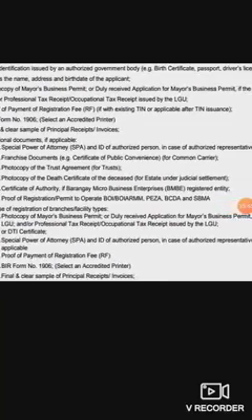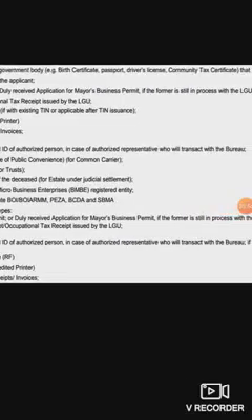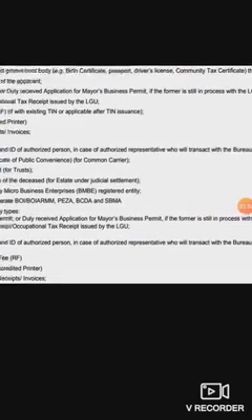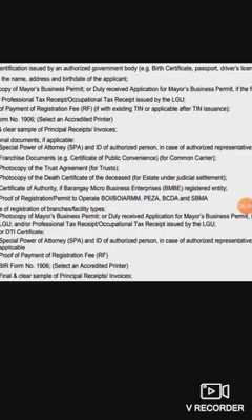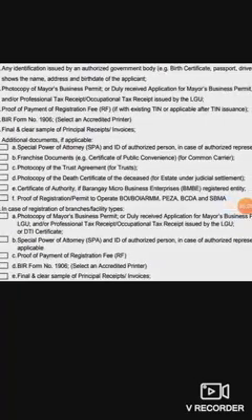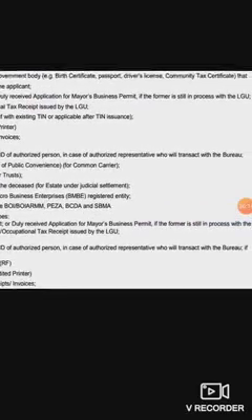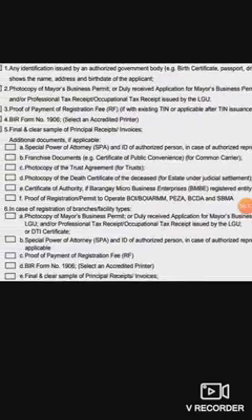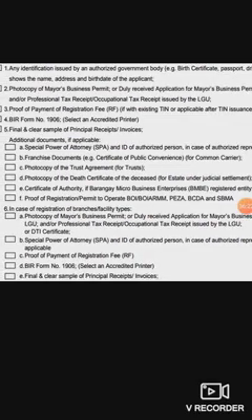In case of registration of a branch facility type, letter A documents are needed. In letter A, photocopy of the mayor's permit, or a duly received application for the mayor's business permit if the former is still in process with the LGU, and the professional tax receipt or occupational tax receipt issued by the LGU or the DTI certificate. Letter B, special power of attorney and ID of the authorized person in case an authorized representative will transact with the Bureau, if applicable. Letter C, proof of payment of registration. Letter D, BIR Form 1906. And number E, final clear sample principal receipts or invoices.